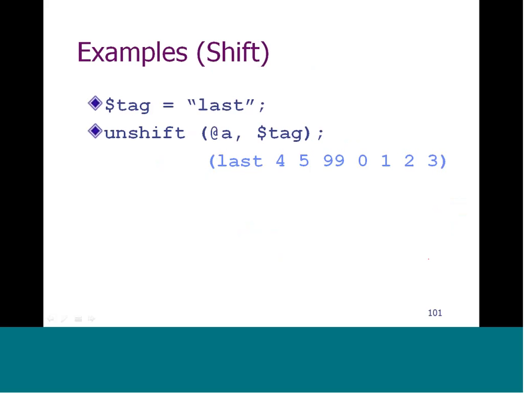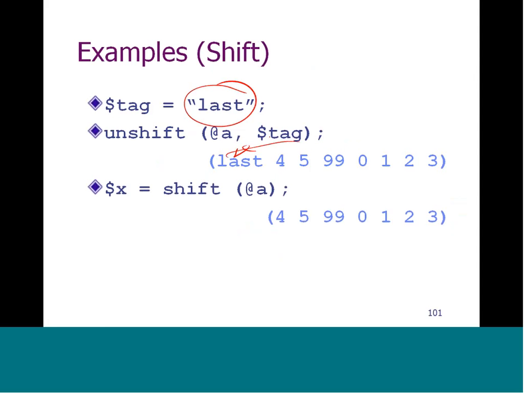Some more examples on the shift. If you unshift $tag, where the tag is defined as last, that gets added as the first element of the array. And then if you do $x equal to shift @a, then the last gets assigned to the x, and the array becomes just 4 5 99 0 1 2 3.